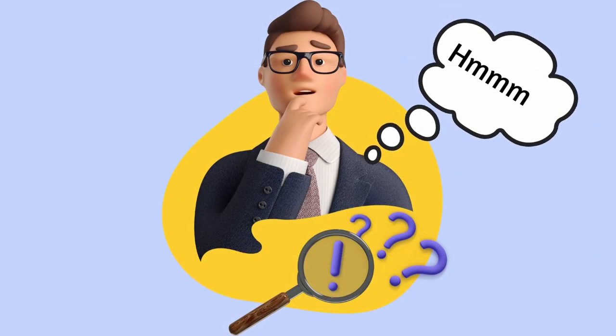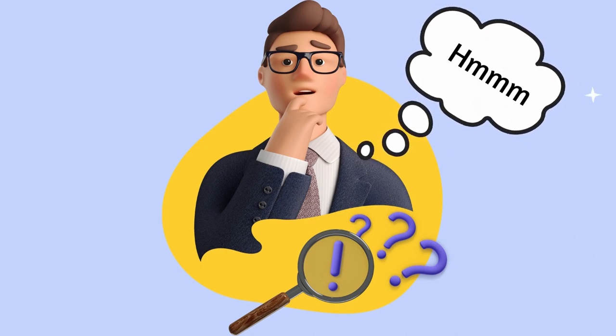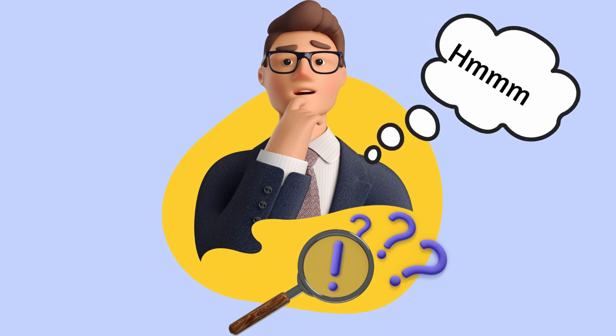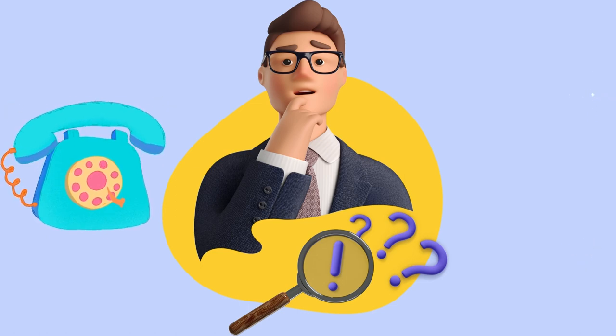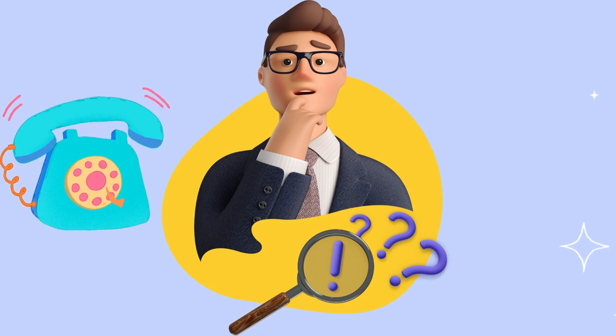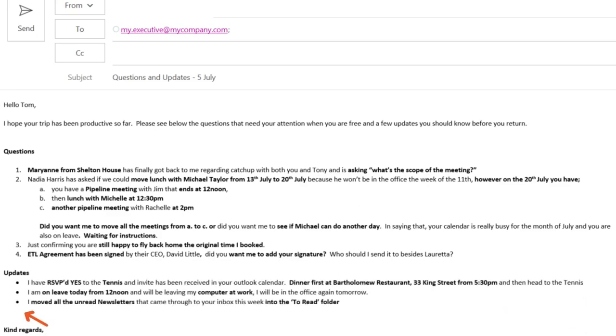Sometimes my executive doesn't answer all the questions in the email because he may need to look into that question, or it's too difficult to explain via email. So he will tell me that he will call me about that question later. And if he doesn't call me in regards to that question, I will add a friendly reminder to the next questions and update email that goes out. The second heading is update. I don't need to number these updates. I can just add bullet points because I'm not asking for a response. I am only bringing these updates to his attention.